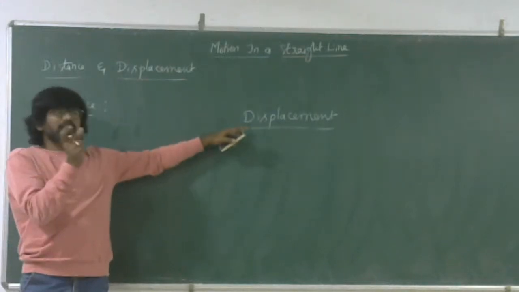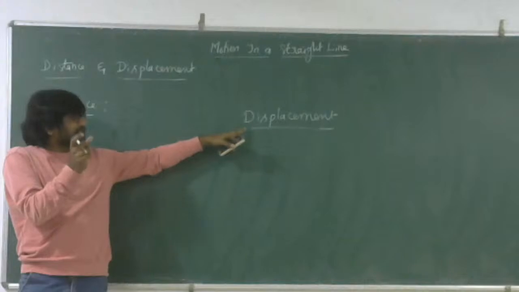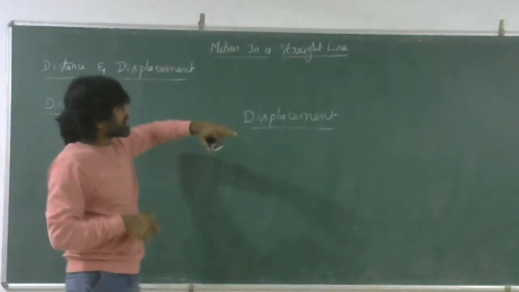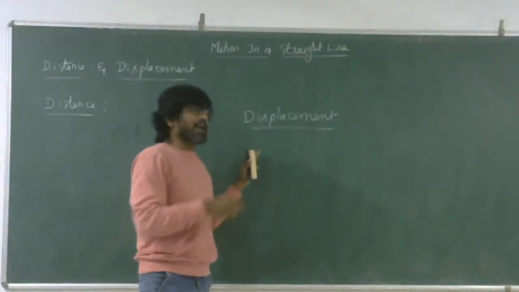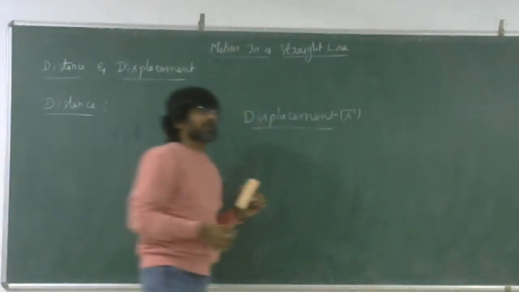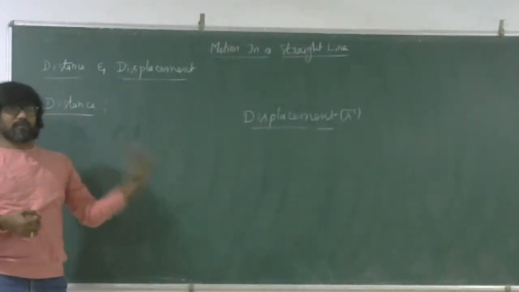So the straight line path length is nothing but the displacement magnitude. Displacement is treated as a vector quantity. Its direction is always from the initial point to the final point.